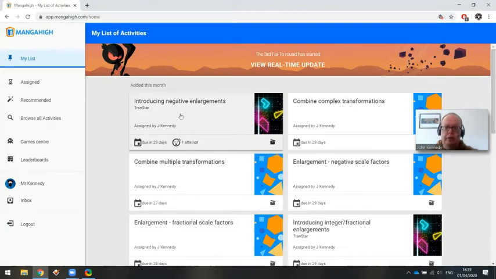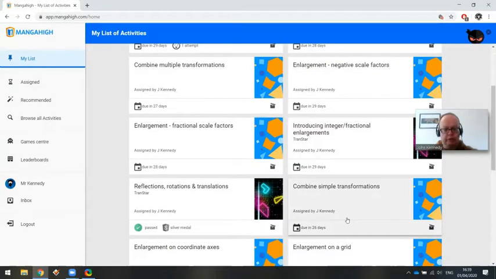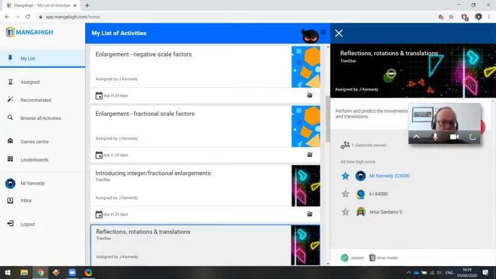So we've got things involving negative enlargements. That's the more difficult one. There's also one about integer and fractional enlargements. That's sort of not quite as bad, but also more difficult. I want you to start with the one that says reflections, rotations, and translations. And I am going to start this up. There's the button.